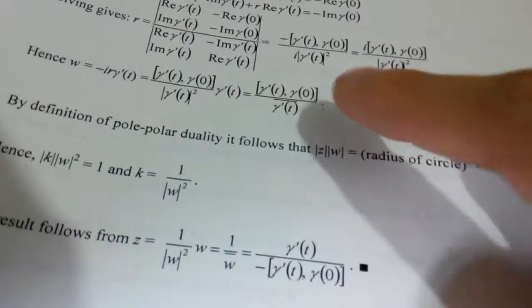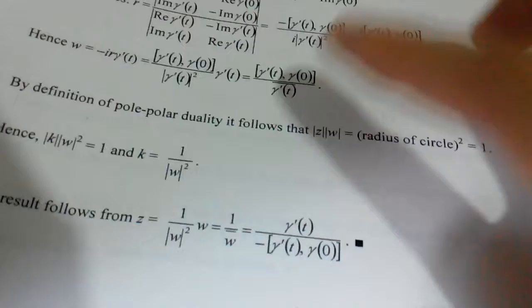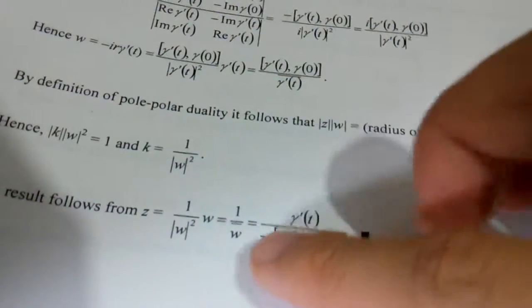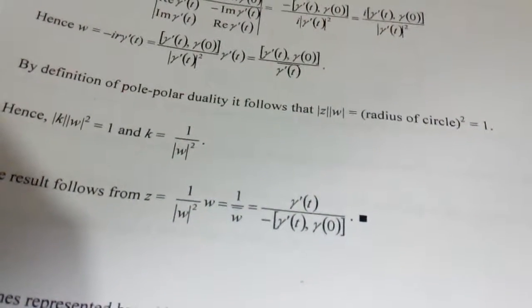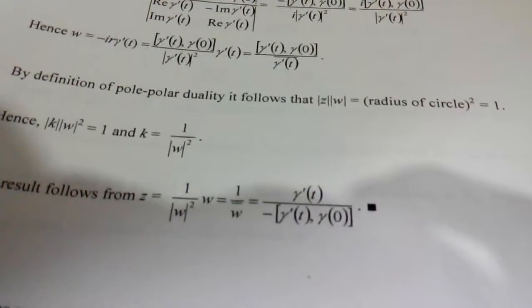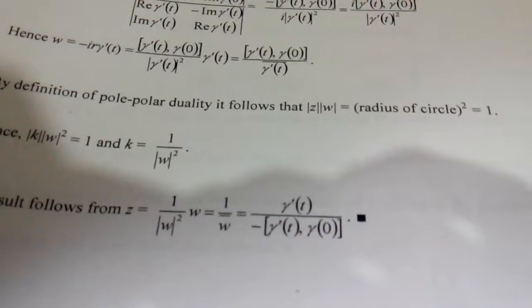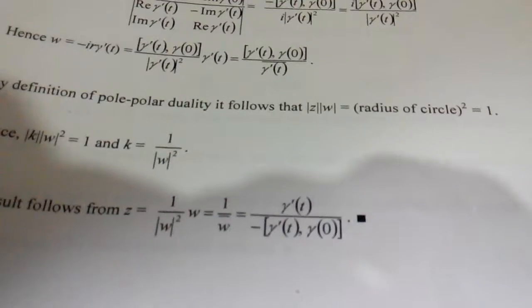I can have 1 over W by changing the numerator and denominator, and then 1 over W bar is to take the conjugate of both numerator and denominator. So I have gamma prime t over minus this thing. Why minus? Yes, I know. Because this is strictly imaginary, so it's something times i, some real number times i. So its conjugate is minus that number.